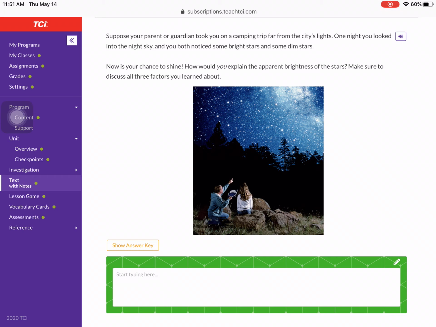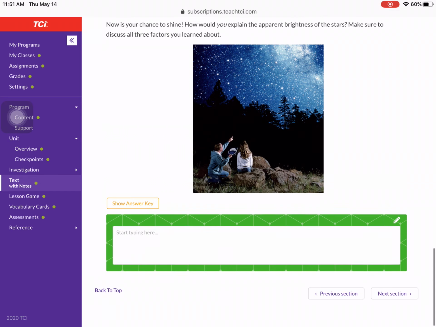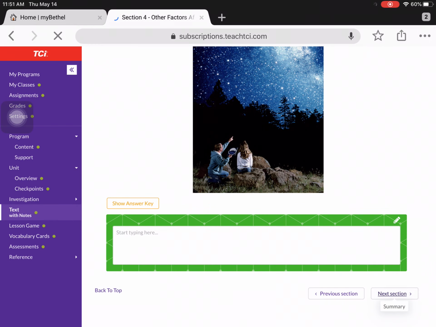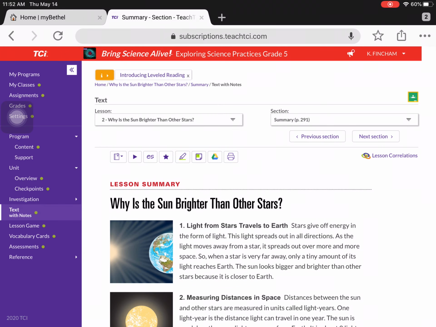One night you looked into the night sky and you both noticed some bright stars and some dim stars. Now is your chance to shine. How would you explain the apparent brightness of stars? Make sure to discuss all 3 factors you learned about. And we're going to go to our last page, the summary.